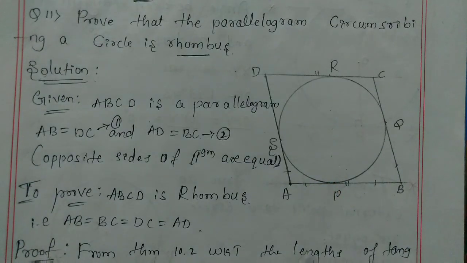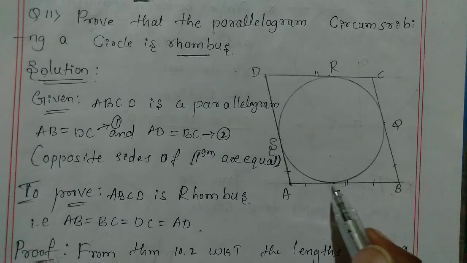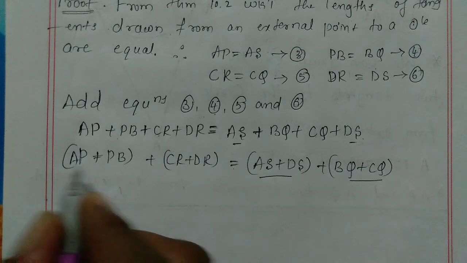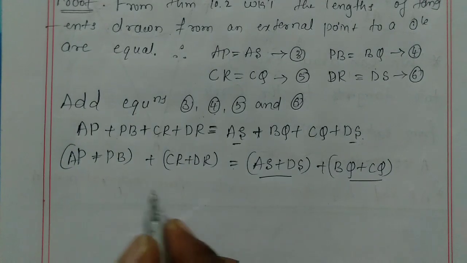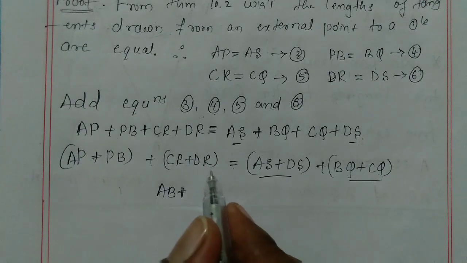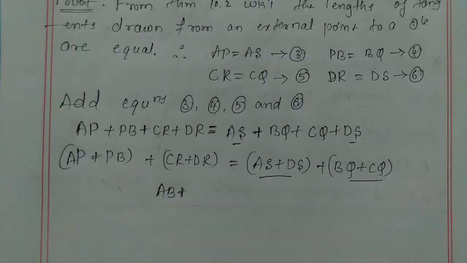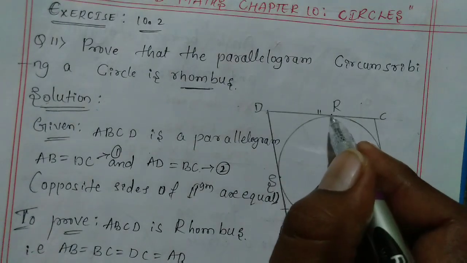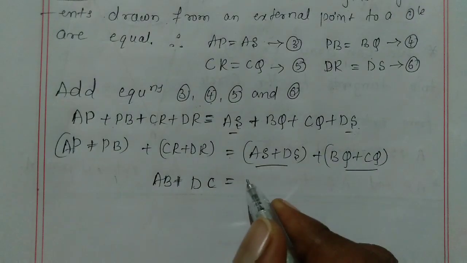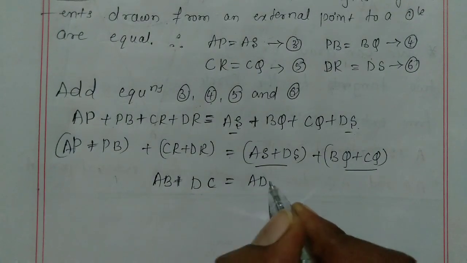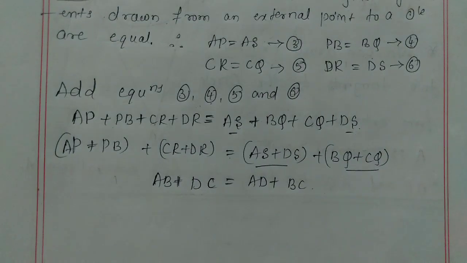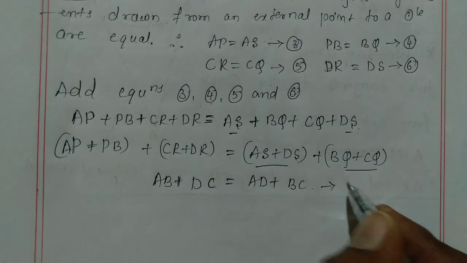Okay. So next in place of AP plus BP, I'll write AB. Okay. So here AP plus PB is there. So I'll write here AB. Right. So next CR plus DR. CR plus DR means DC. CR plus DR is DC. So I will write here DC. Next AS plus DS is AD, and also BQ plus CQ is BC. Okay. So I will call this one as equation 7.